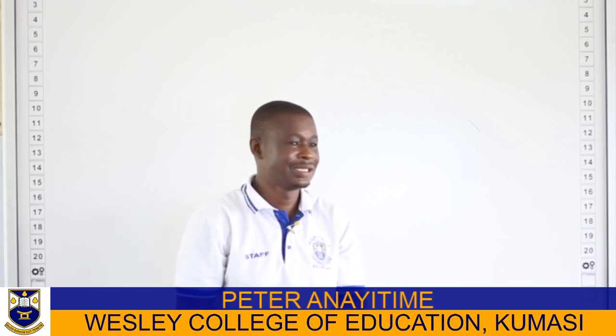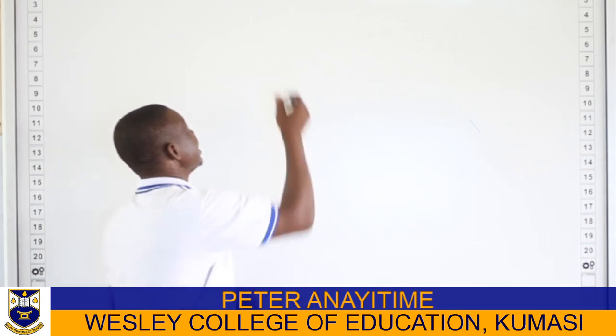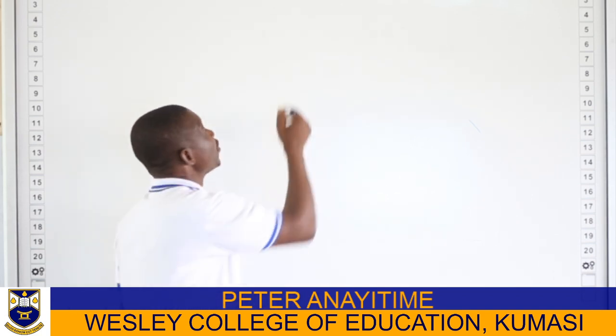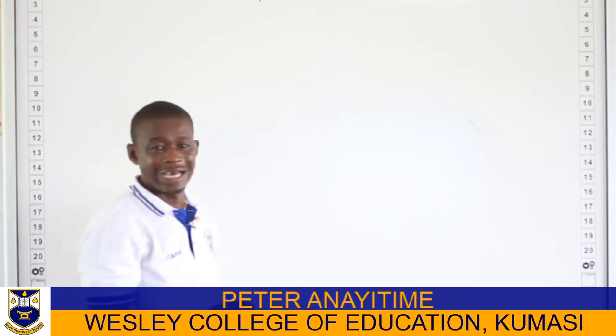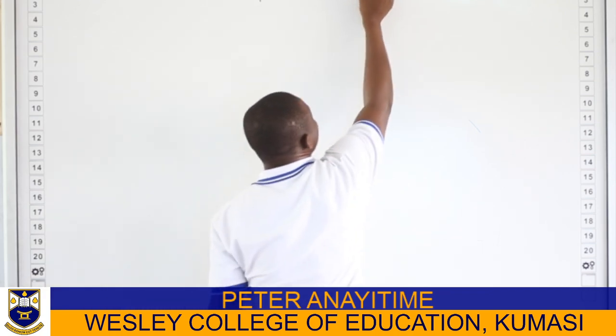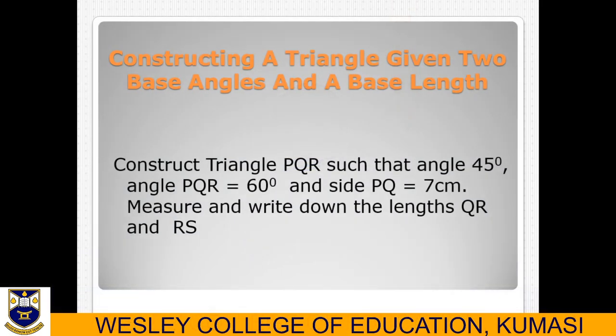So let's pick any triangle. Let's assume that we are constructing triangle PQR, where PQ is equal to, let's say, 7 centimeters, a side which is given, and then angle PQR is equal to 45 degrees, and angle RPQ is equal to, let's say, 60 degrees. So with this, we know our baseline PQ, and we know two angles on it.